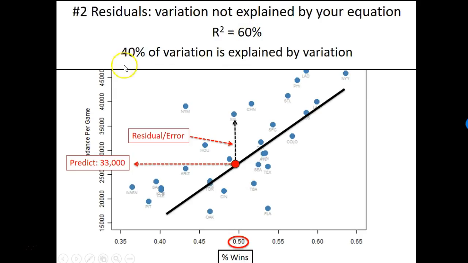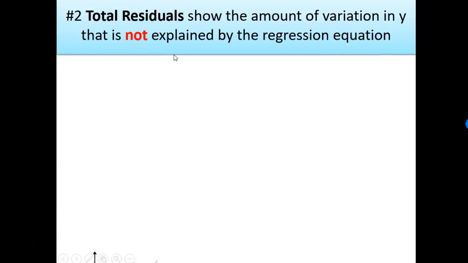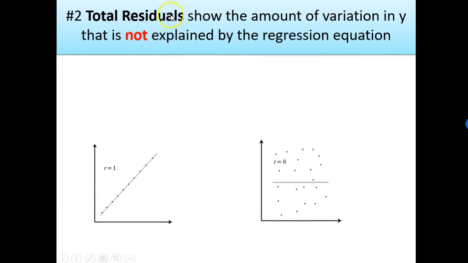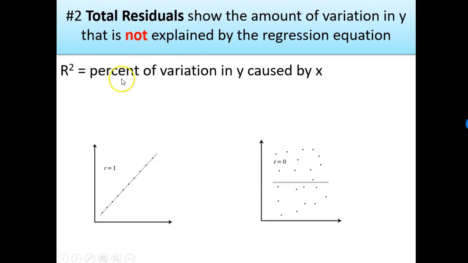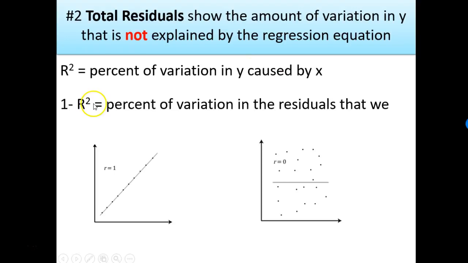There's a bunch of the change, 40% of that variation, that is explained by the residuals. So I did say residual there. 40% of the change, the stuff that is not explained by the equation, is actually explained by residuals. So the total residual shows the amount of variation in y that is not explained by the regression equation. R squared is the percent of variation in y changed by x. That's what we want to try to figure out. But what's left over, 1 minus that percent, is what the residual shows us.